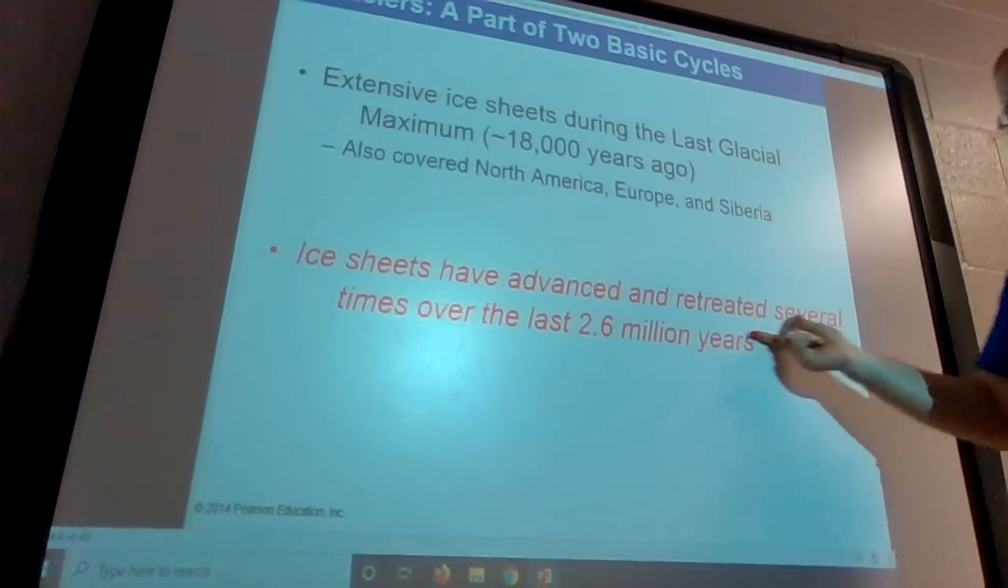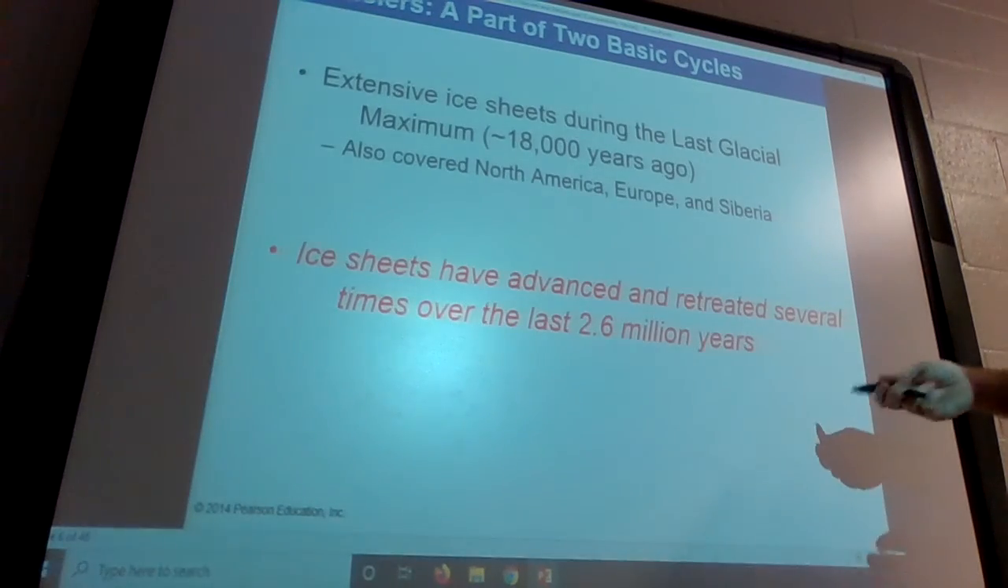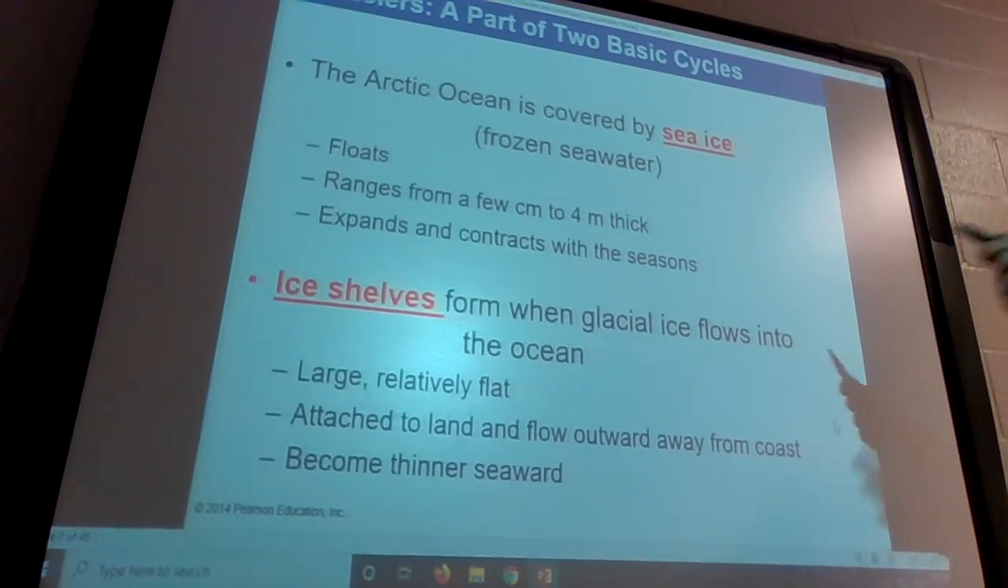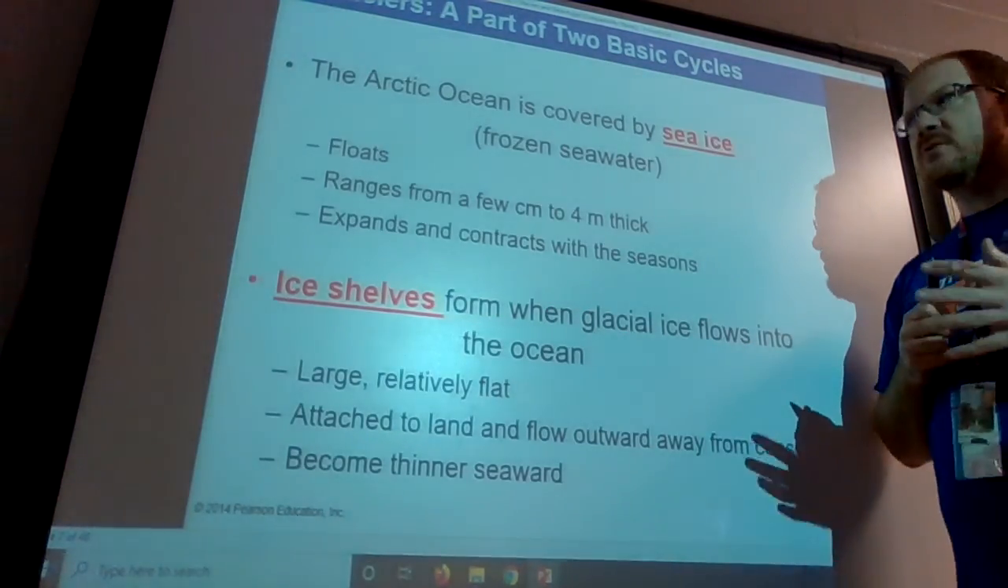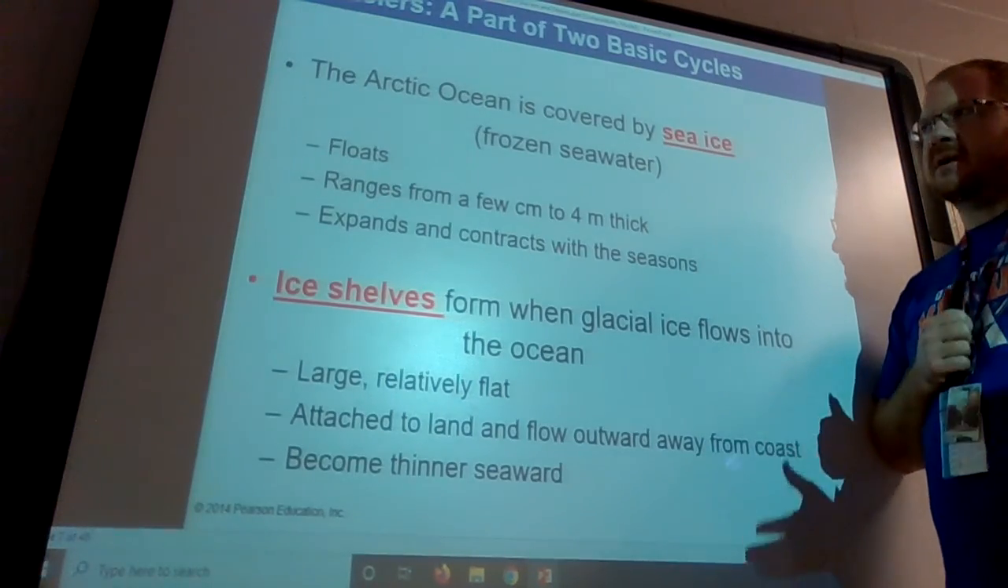Ice sheets have advanced and retreated several times over the last 2.6 million years. And so it comes kind of in cycles. We get freezing, we get thawing, we get freezing and thawing.